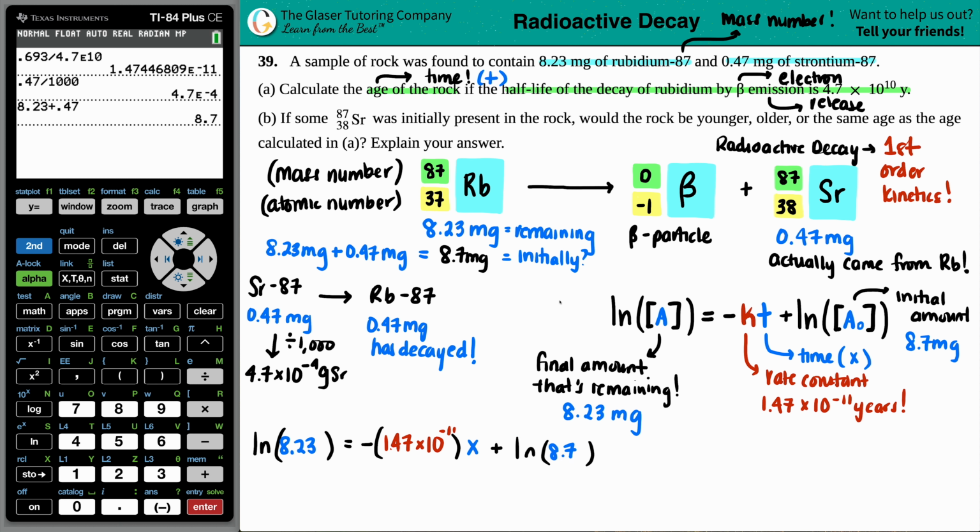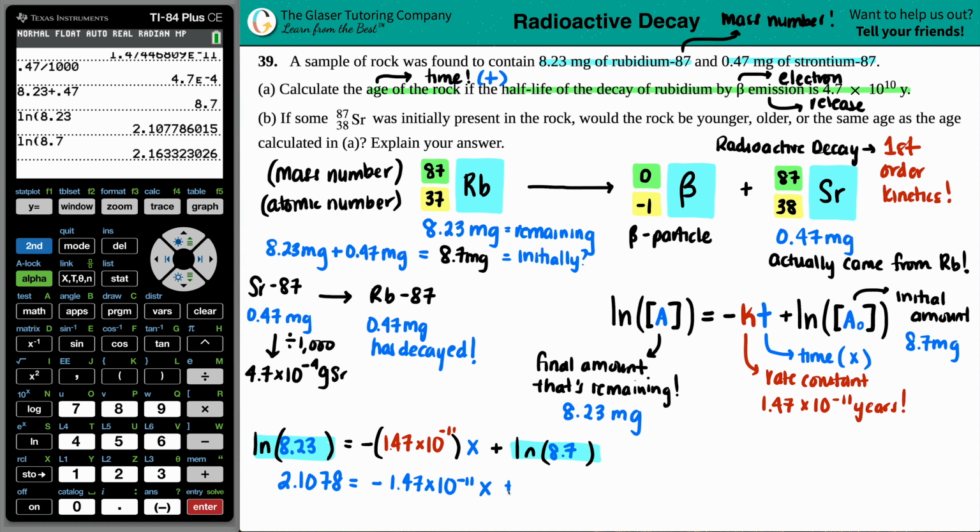So now we can just simplify this by getting the two ln values and then use our PEMDAS, right? So let's see, ln of 8.23. I'm going to round on the screen, but when I do my calculations, I won't round. So 2.178 equals negative 1.47 times 10 to the negative 11 times x. And then we do ln of 8.7 plus 2.1633.